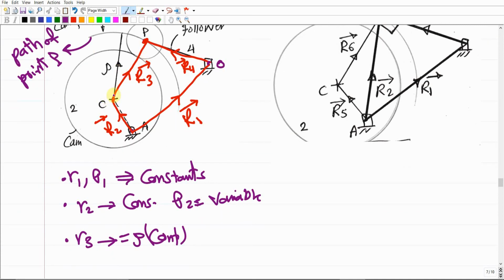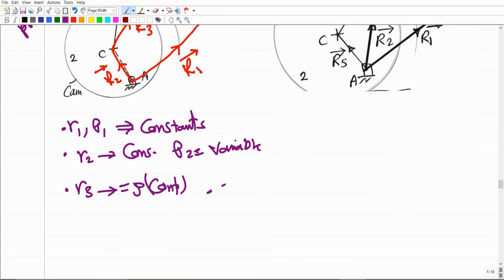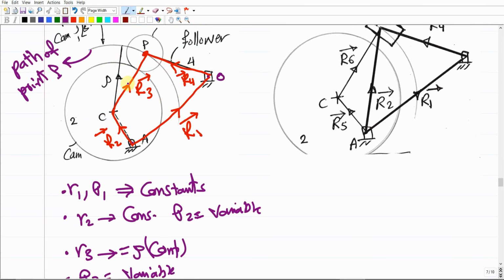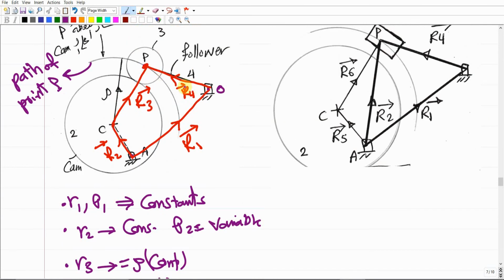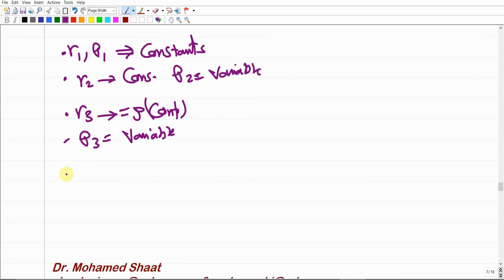So R3 is going to be rho and it's going to be constant, but theta 3 definitely is going to be variable. Why variable? Because this R3 is going to rotate as the cam rotates. How about R4? R4 as a magnitude is constant, but theta 4 is variable.